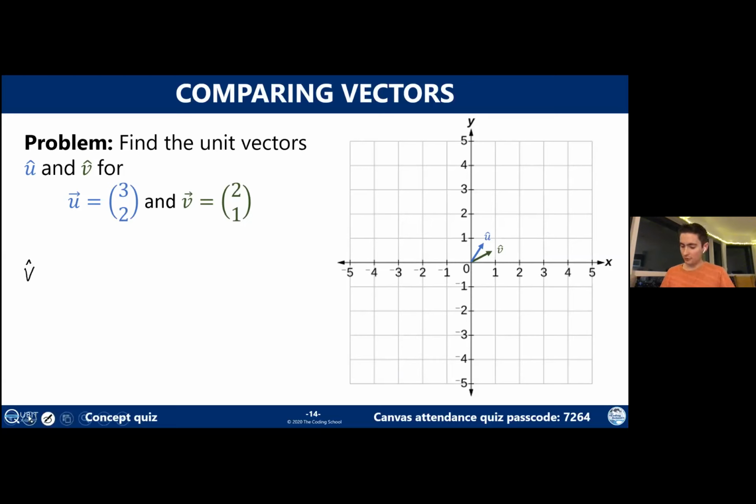I will quickly throw up the formulas that we had on the previous screen so you remember how to compute this. I'll give you about 30 seconds here to start working through this question, and there will be a Zoom poll popping up any moment now for you to enter your answer of what v hat should be. Again, just use these formulas down in the lower left of the screen. We already computed the magnitude of v. It was just the square root of 5.